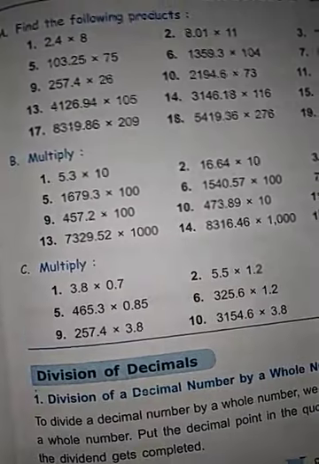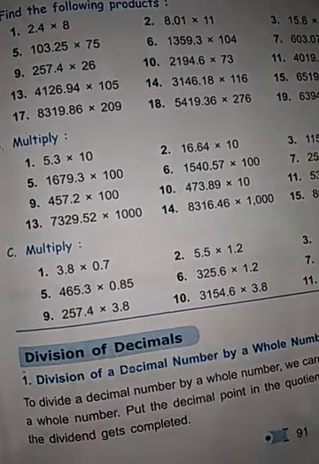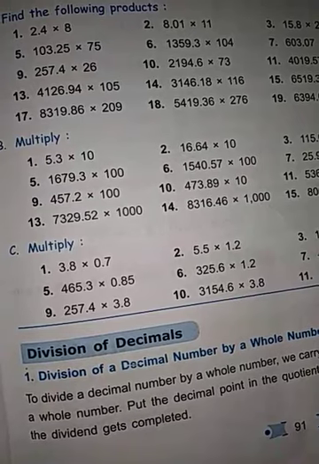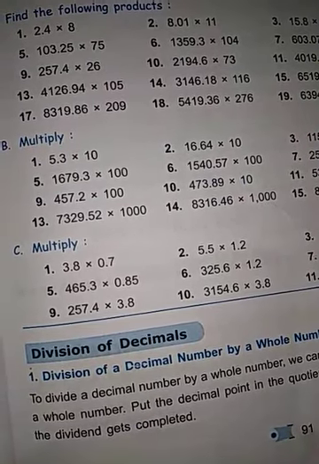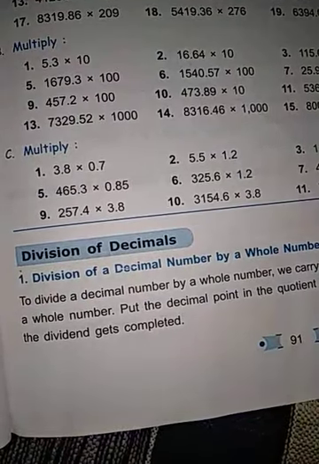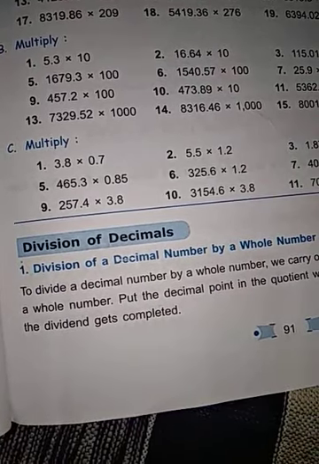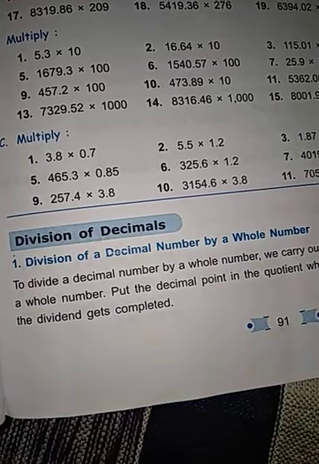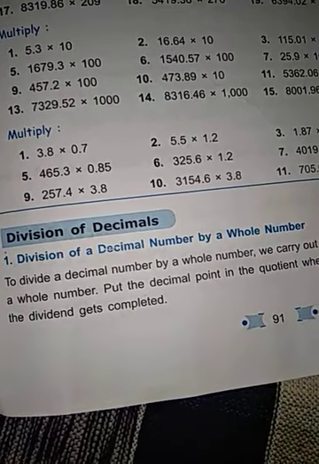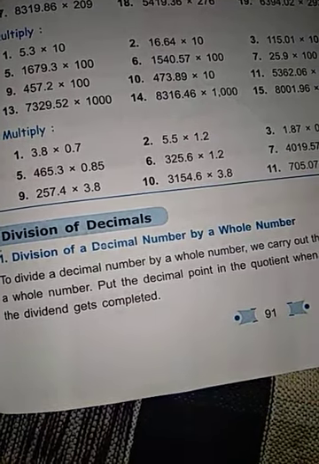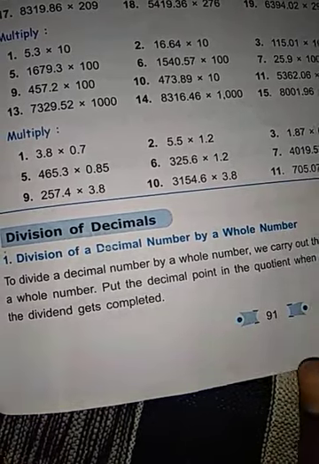So exercise 5E is all about this, based upon the multiplication of decimals. Now we discuss division of decimals. Division of a decimal number by a whole number. To divide a decimal number by a whole number, we carry out the division by considering the division as whole numbers. Put the decimal in the quotient when the division of the whole number part of the dividend gets completed.